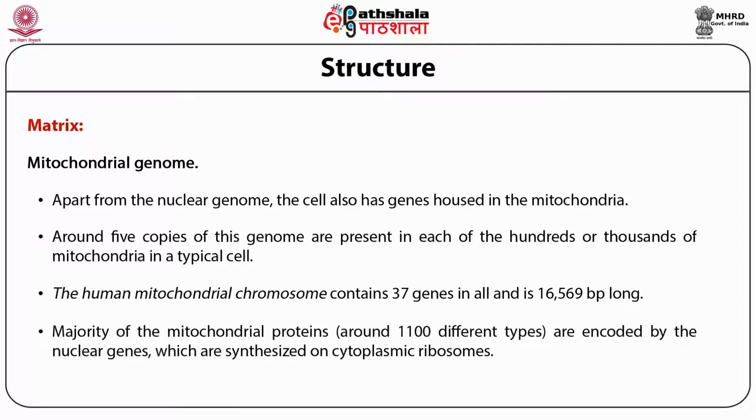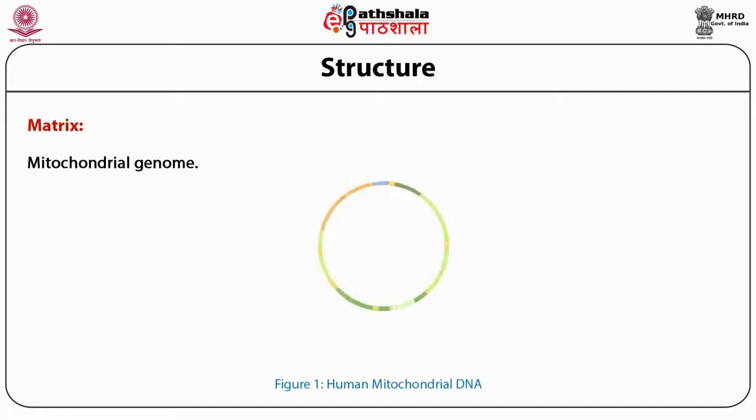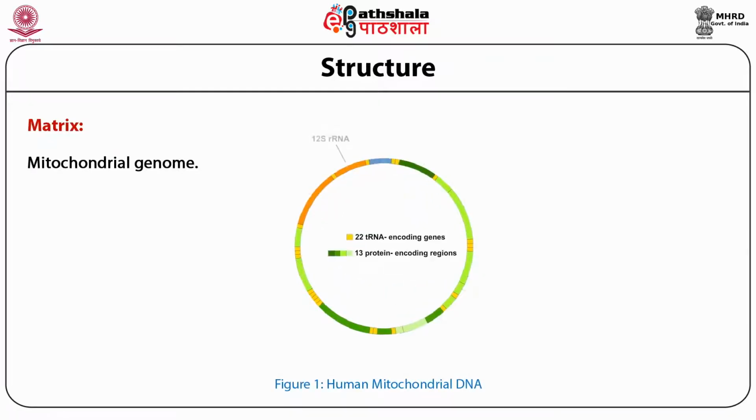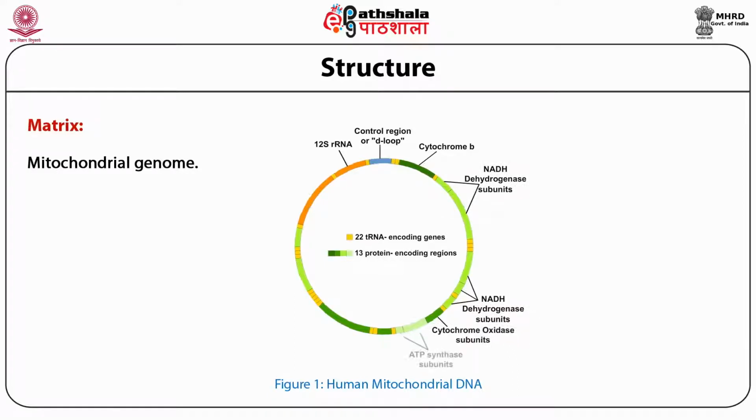The majority of the mitochondrial proteins, around 1100 different types, are encoded by the nuclear genes, which are synthesized on the cytoplasmic ribosomes. These proteins are then imported and assembled in the mitochondria. The mitochondrion has its own DNA and has the machinery for replication, transcription, and translation. Therefore, it can be considered as an autonomous cell organelle.